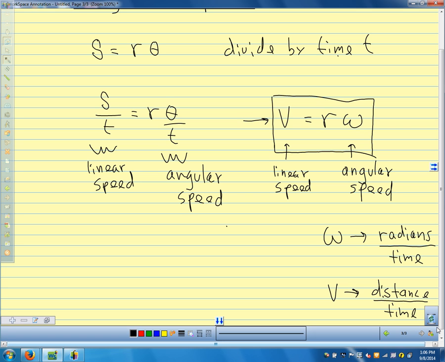So we have two basic equations that we're working with today, our arc length equation and our angular speed equation. And the book calls this linear velocity and angular velocity. So speed and velocity, they kind of use interchangeably. All right, are we good with where this comes from? All right, let's look at an example of working with this equation.